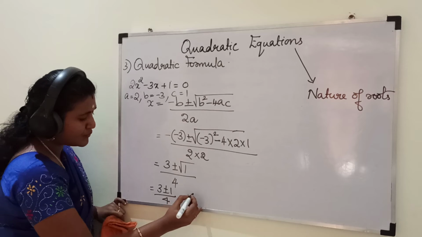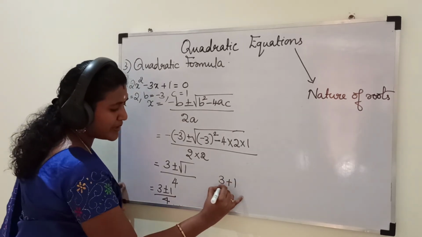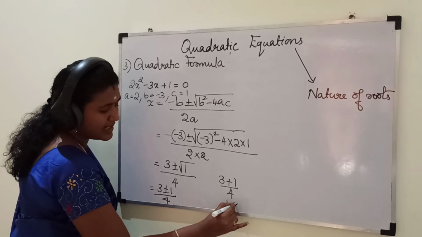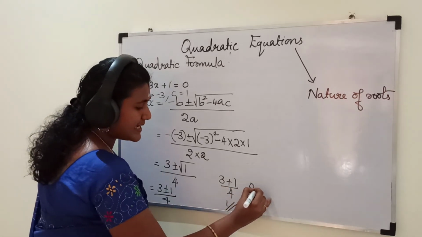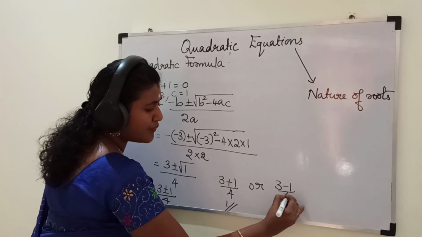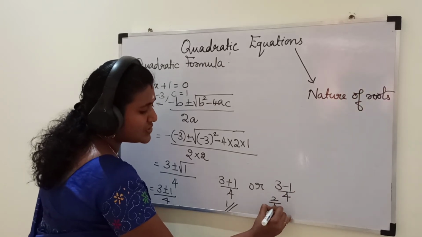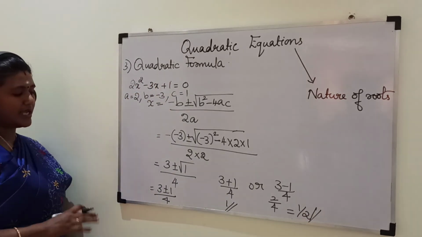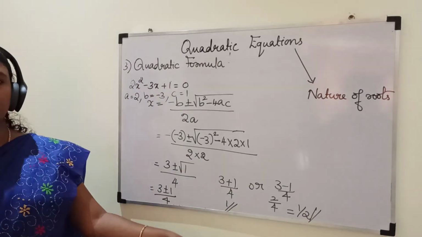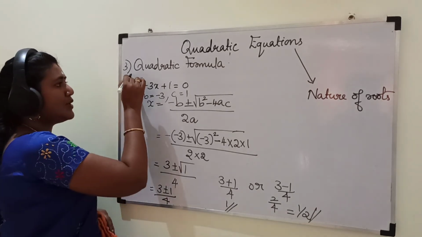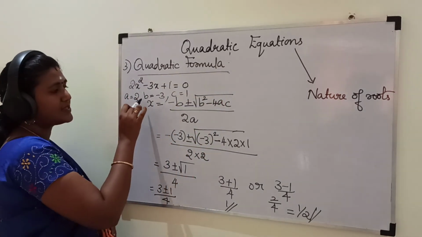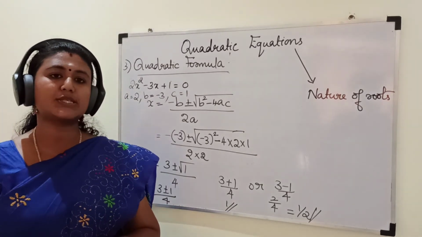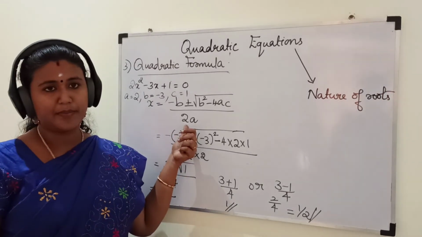Now we will take 3 plus or minus 1 by 4, and consider two cases. First case, 3 plus 1 by 4; when you simplify, 4 by 4, you will get 1 as one of the roots. The next case is 3 minus 1 by 4, that is 2 by 4, which is equal to 1 by 2. So the roots of this quadratic equation we got are 1 and 1 by 2. This is the third method, using the quadratic formula, and this formula you should know by heart: x is equal to minus b plus or minus root of b square minus 4ac, divided by 2a.